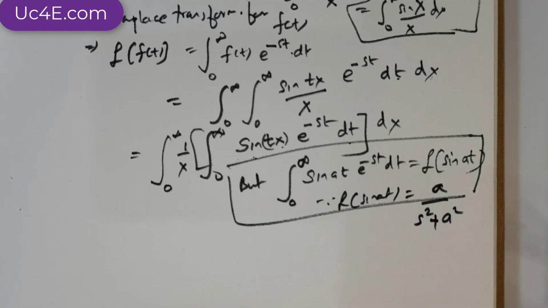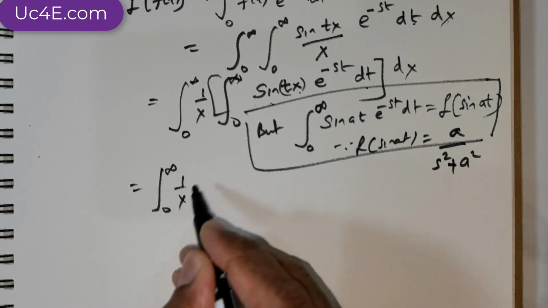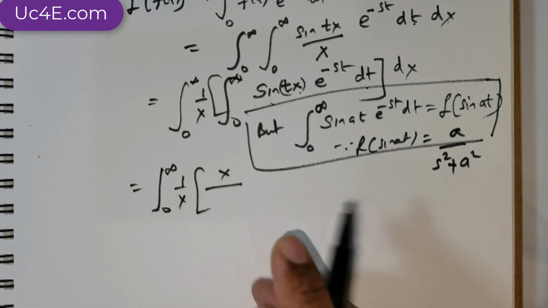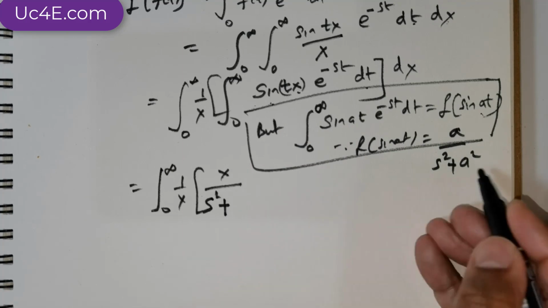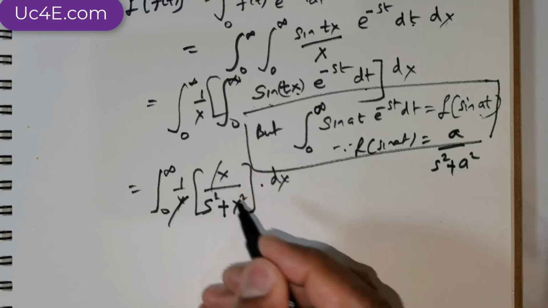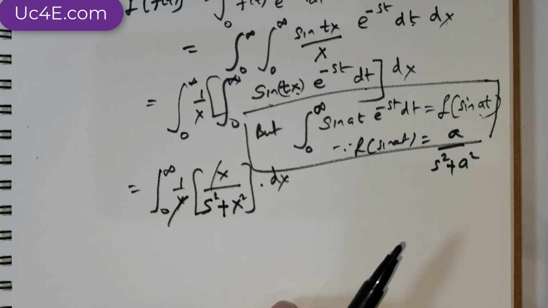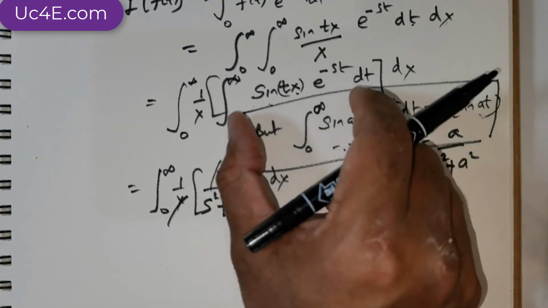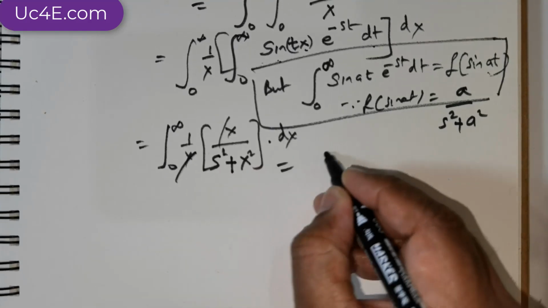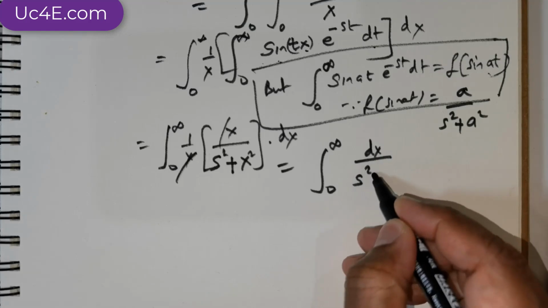We know that the Laplace transform of sin at is a over a squared plus s squared. This is the formula. So if we apply that here, this is going to be the integral from 0 to infinity of 1 over x, and in place of a I've got x, divided by x squared plus s squared, times dx. So clearly this x and x can be cancelled. All we have now is to integrate from 0 to infinity dx divided by x squared plus s squared.